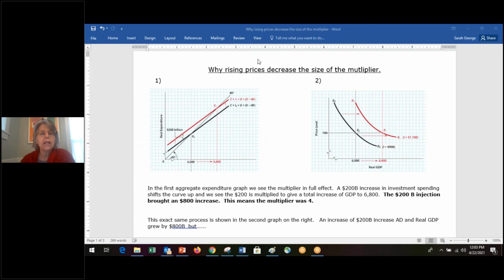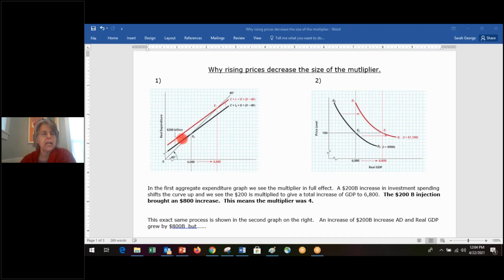So over here on the left, let me get a pointer. Over here, we have this graph, the aggregate expenditure graph. This is the one we did that's just showing the C plus I plus G and the 45-degree line. And this is where we learned about the magic of the multiplier. So in this graph right here, what we see is a 200 billion increase in investment. This problem happens to be investment, but it could be consumption, it could be government spending, any of the components. We have a 200 billion increase right here.